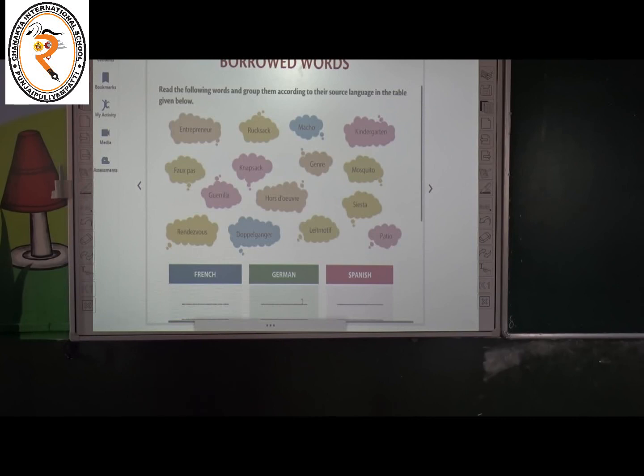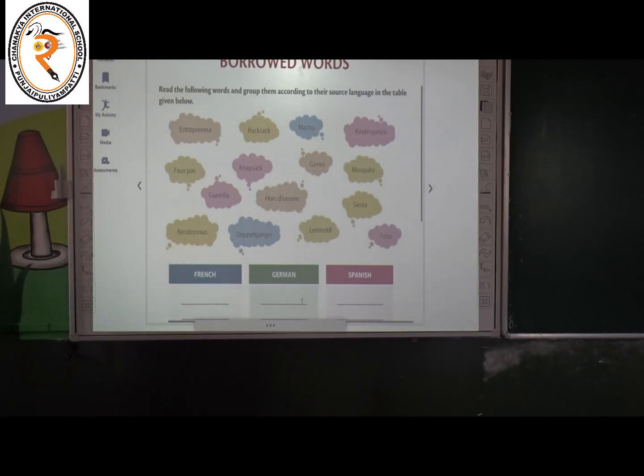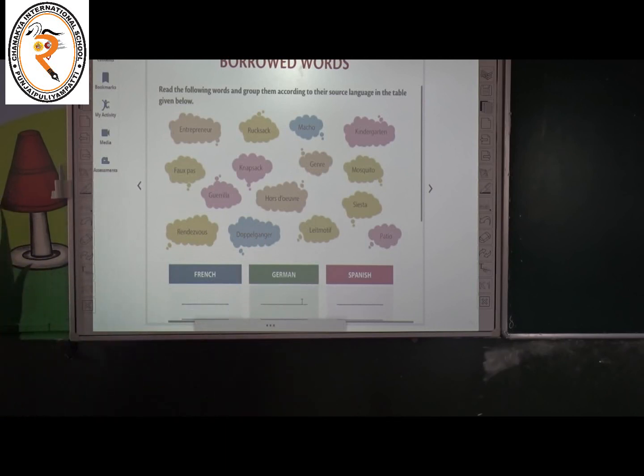Okay. And foxcross. It is a French word. Foxcross is a French word. And knapsack. It is a German word. Knapsack is German. And general. General is a French word. It is a general. It's a French word. And mosquito. Actually, mosquito is not an English word. It is actually a Spanish word. Okay. And the next one, gorilla. See, gorilla also comes from Spanish. Okay. So it is also a Spanish word.